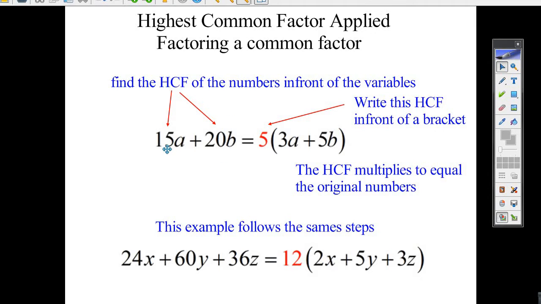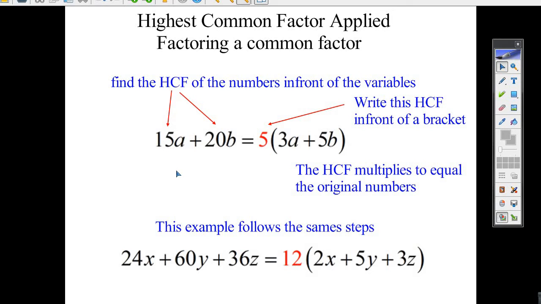So we've seen something like 5a plus 20b, and we know that because these are different letters, we're not allowed to combine them. They're not like terms. So there's not much you can do, but you can do something. You can factor. Watch what you do. You take the numbers in front of a and b, 15 and 20, and you have to find the highest common factor, the biggest number that will go into 15 and 20.